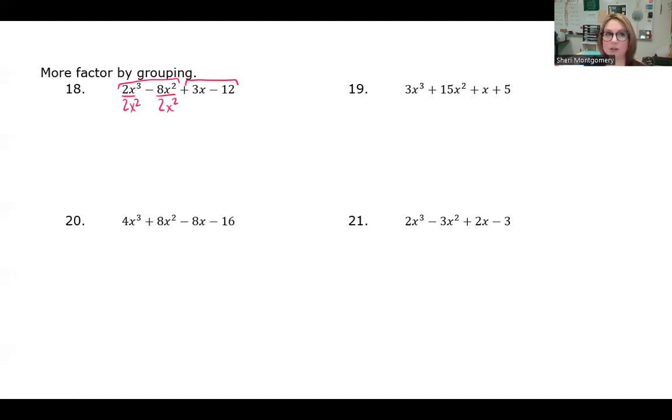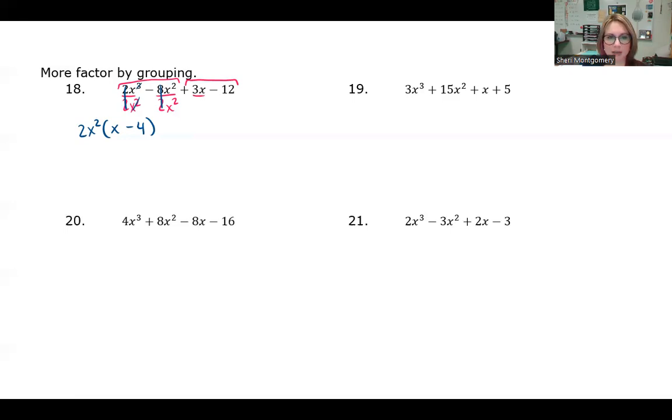It's exactly the same. There's just cubes now. So the 2x squared goes on the outside. And then I write down what I have left. So that would make this just x, and then minus 4. Remember, my goal is for the second parentheses to be x minus 4, if I'm doing this correctly.